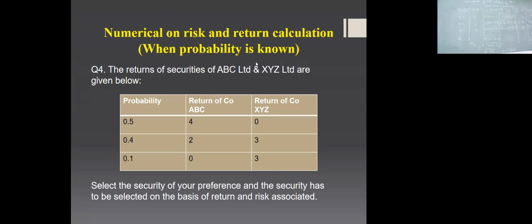Okay, fine. So similarly, students, we will try doing it for company XYZ also. Probability remains same, so I have not erased it out. So probability for XYZ also is 0.5, 0.4 and 0.1. So give the heading calculation of risk and return of XYZ when probability is known.